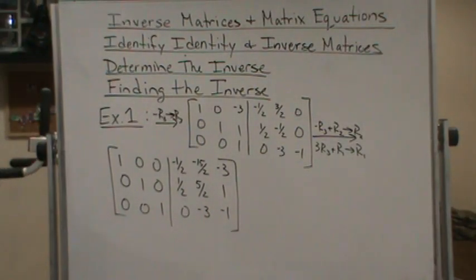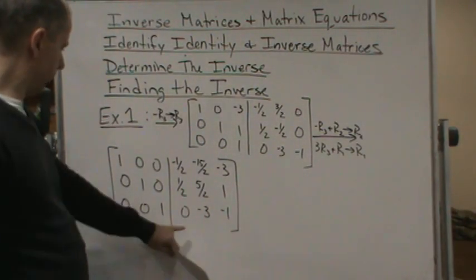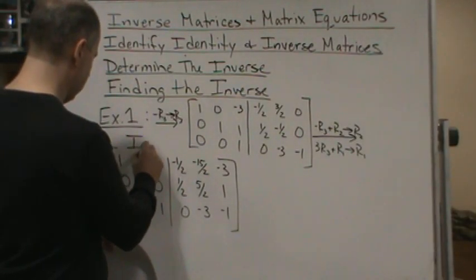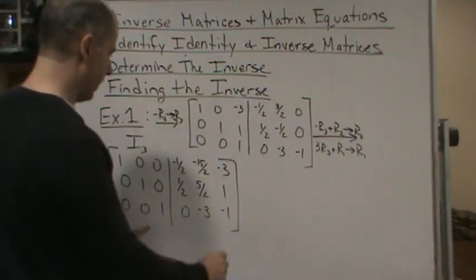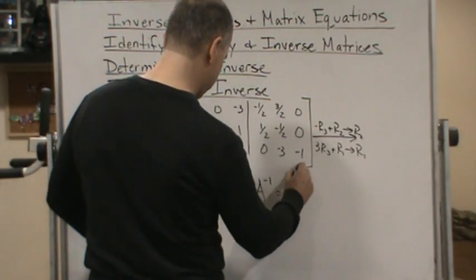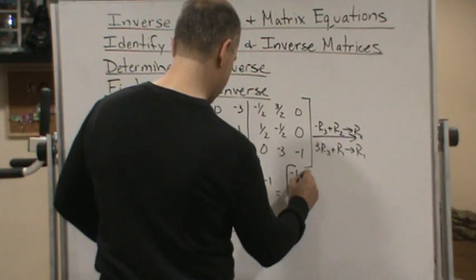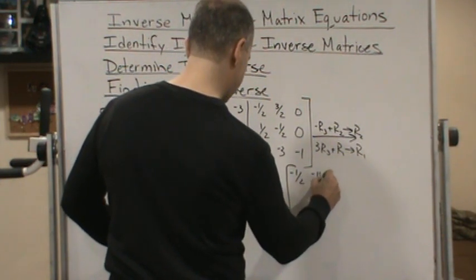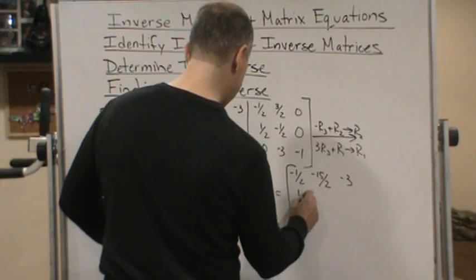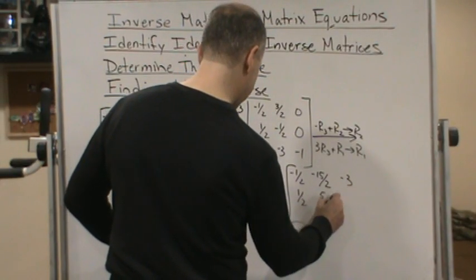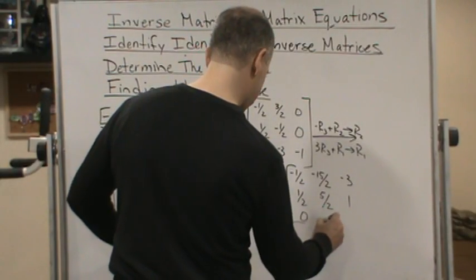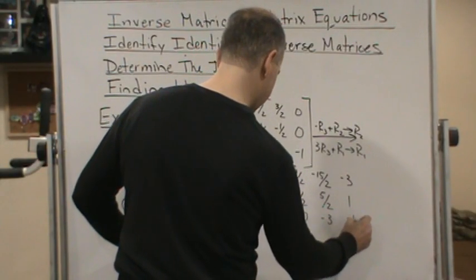And so now I did it, right? We have the identity here, so that means A inverse is equal to negative 1/2, negative 15/2, negative 3, 1/2, 5/2, 1, 0, negative 3, negative 1.